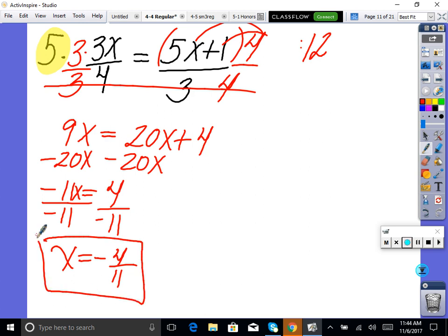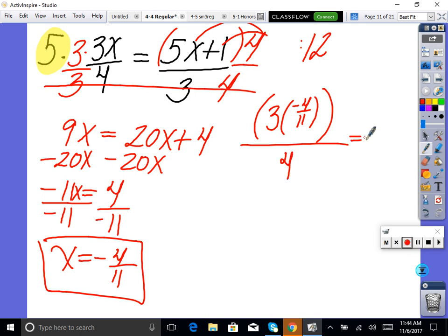The hardest part for some reason is checking fractions, typing it into your calculator. So you would go like this. Calculator, parentheses, because your calculator doesn't know what's on top. 3 times -4 divided by 11. Close it so that it knows all of that's on top divided by 4. Does that equal? We've got to use parentheses on top because there's 2 things. It's not going to know what's on top. 5 times -4/11. Close it. Plus 1. Close it. Divided by 3. Practice typing it in. Cool.